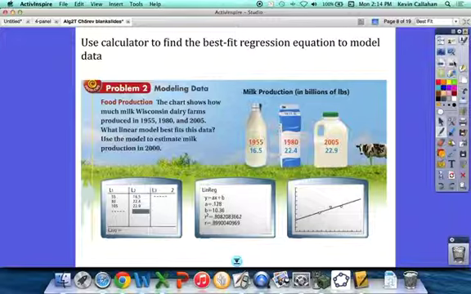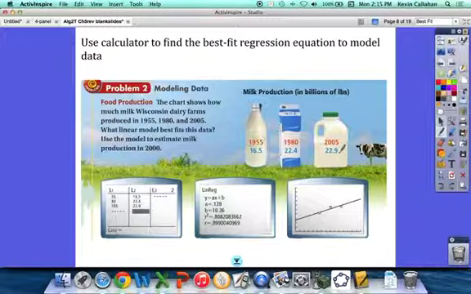So they said find a linear function that approximates this data, right? The 3 data points are, this is the amount of milk production. Not even sure they give us the unit. Oh, milk production in billions of pounds. So in 1955, it was 16.5 billion pounds. In 1980, 22.4. In 2005, 22.9. So how do we model that?